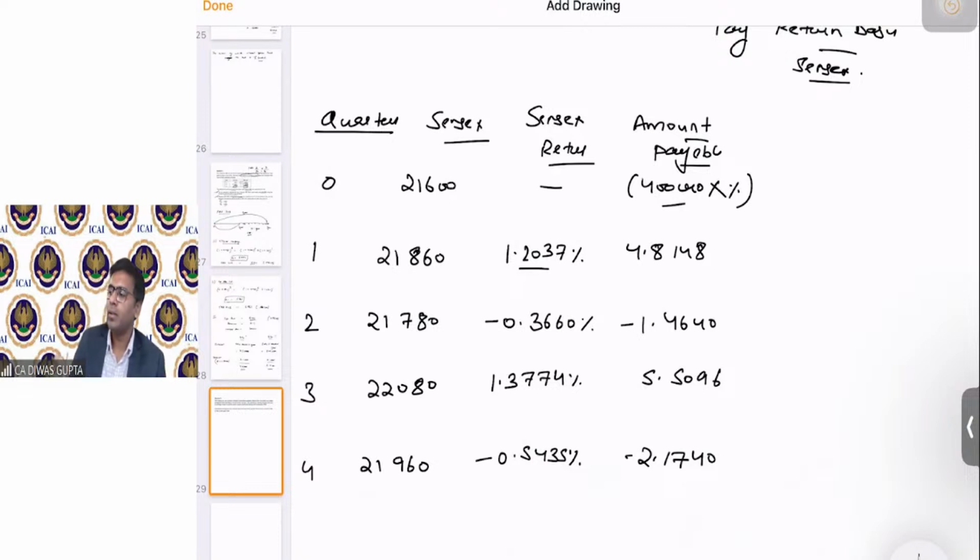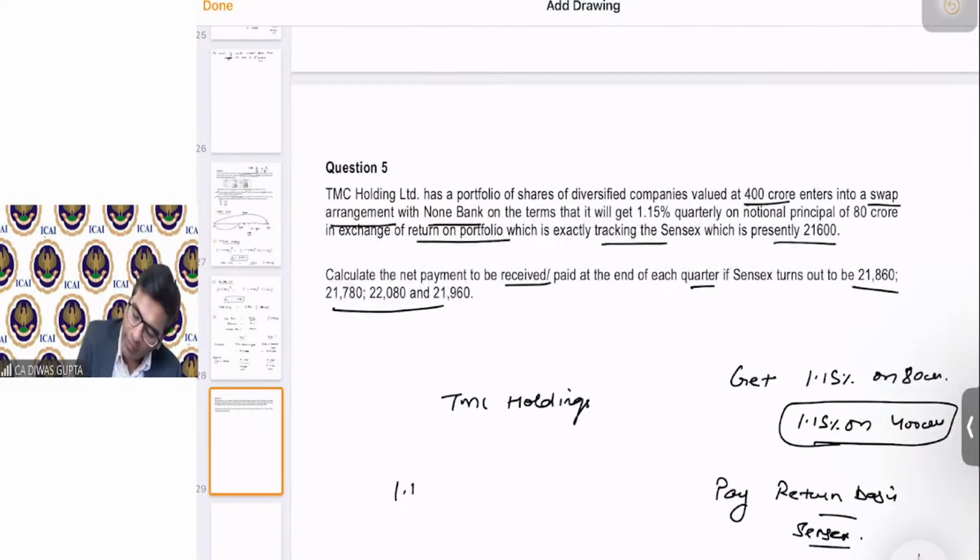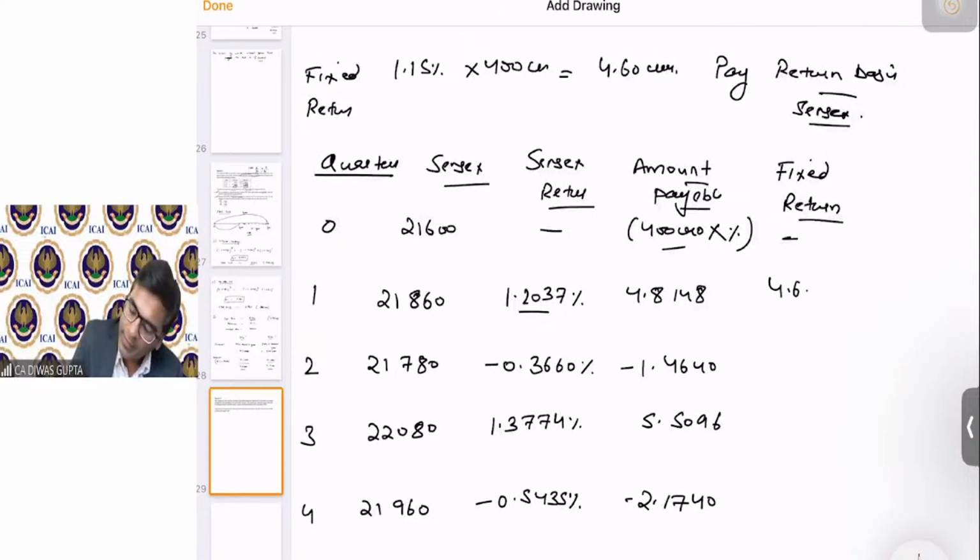Okay, this is the amount payable. Now the fixed return, we will get how much? This is fixed actually, right? In the 0th period, it will be 0. And how much it will be? As I said, 1.15 percentage into 400 crores. This is the fixed return that it will get. This is 4.6 crores. Correct? So 4.60, 4.60, 4.60, and 4.60.